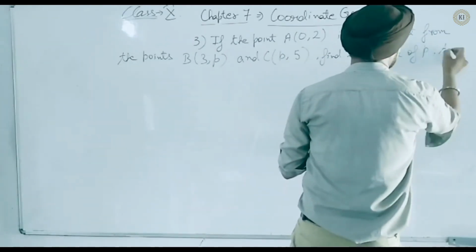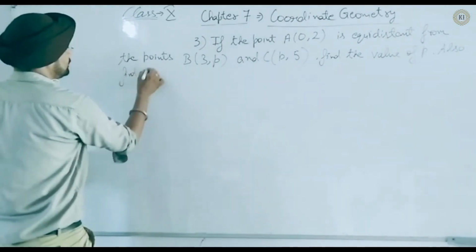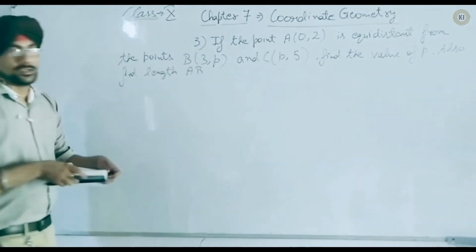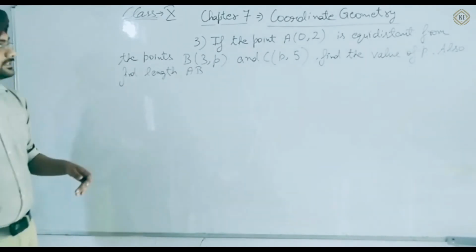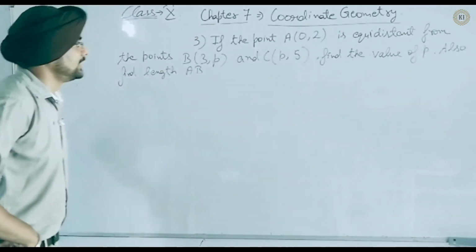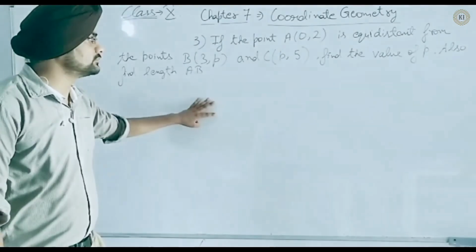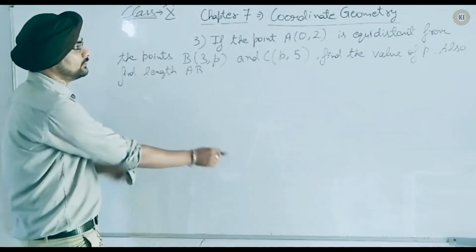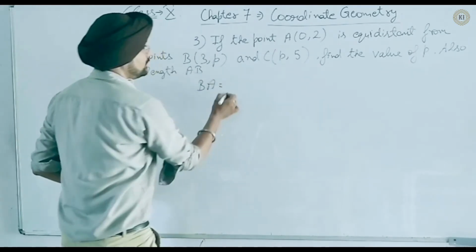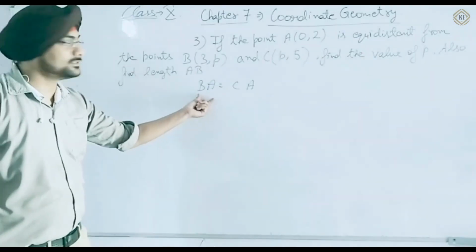Also find the length AB. Now here what we do? First of all, if the point A (0, 2) is equidistant from B and C, so point A is having the same distance from B also and from C also. So here we can apply BA is equal to CA. It means that they are having the same distance.